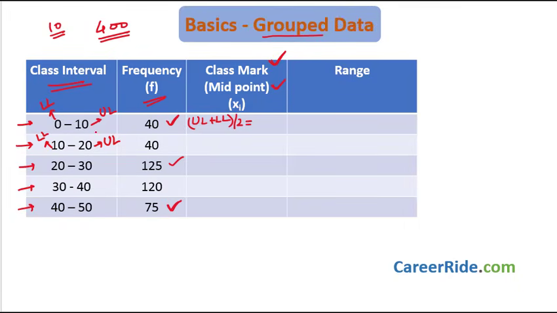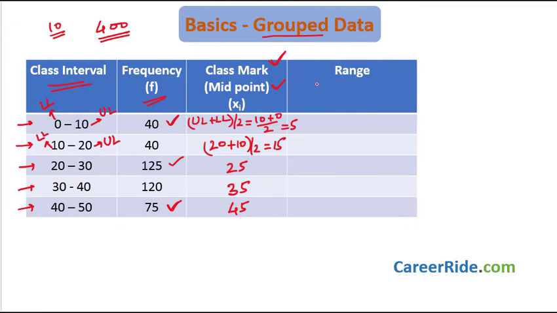So in the first class interval, what is it? 10 plus 0 divided by 2. What will it give you? It will give you 5. What will happen in the second case? 10 to 20: 20 plus 10 divided by 2. This will give me 15, right? Similarly, can you find out the midpoint or the class mark for the next class intervals? Very easy. The next one would be 25, this will be 35, this will be 45, right? If you need, you can pause the video here and try to do it yourself.